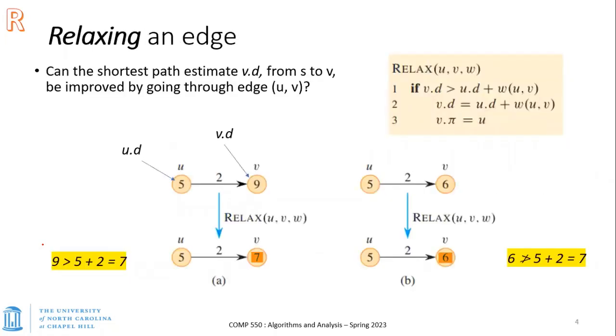Relaxing an edge. This is just a summary of some of the slides that we saw earlier. We're trying to say that if we already have the estimates for U and V between any two vertices, and we've got the weight between those two vertices, then the relaxation process simply says, well, can we find a shorter path to the destination? So if you relax U, V, and W, essentially you're saying that if this path is shorter, then we will reduce the destination length, otherwise we won't.